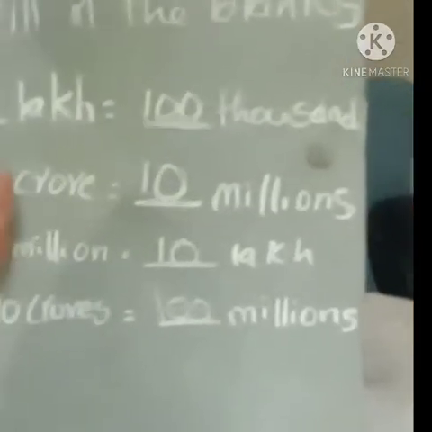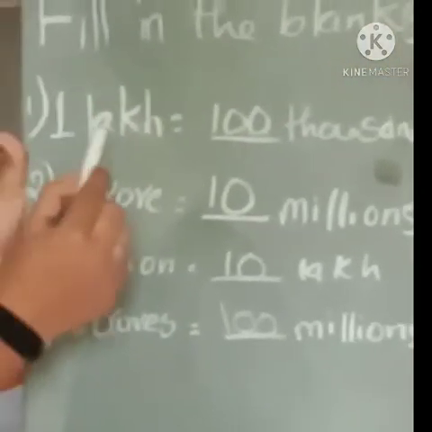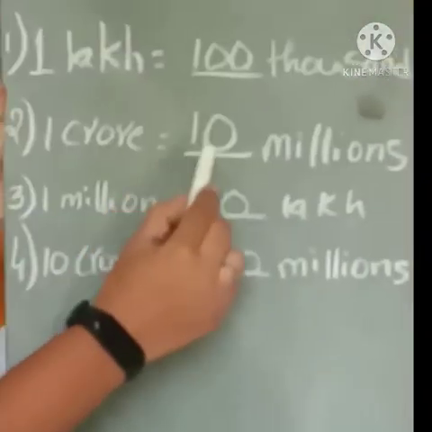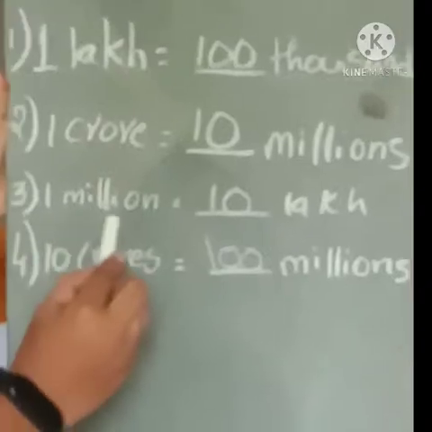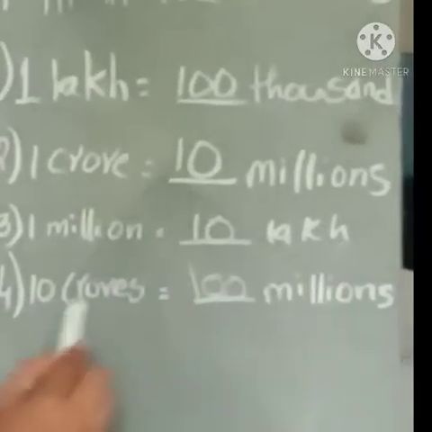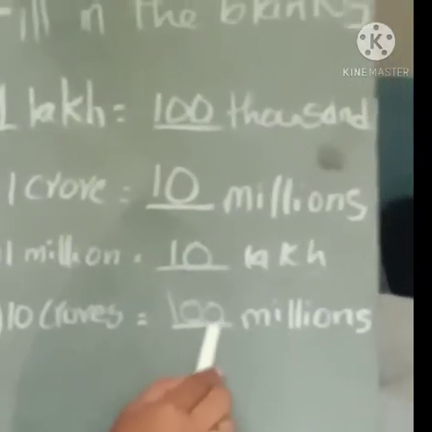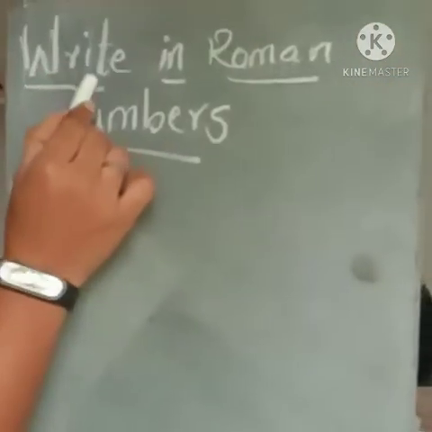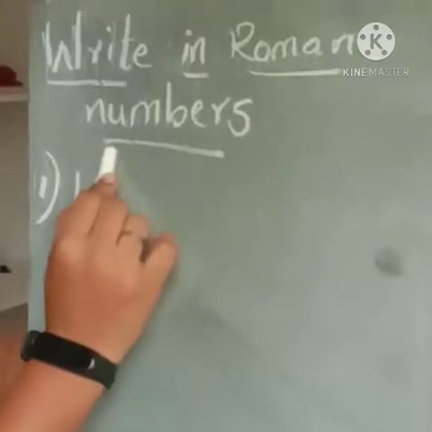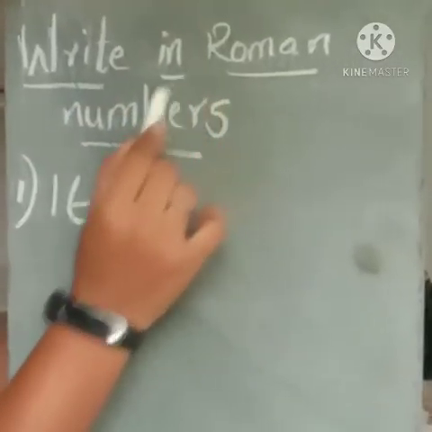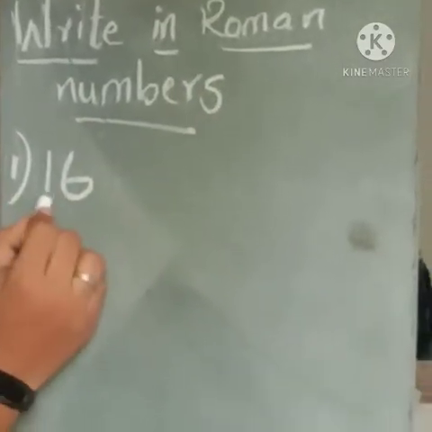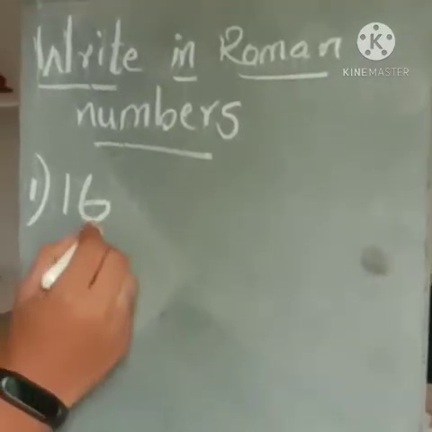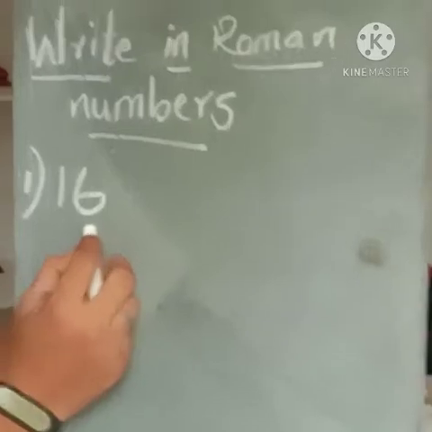Again see children, I am repeating from the first. 1 lakh is equal to 100,000. 1 crore is equal to 10 millions. 1 million is equal to 10 lakhs. And 10 crores is equal to 100 millions. Okay, are you following children? Next is writing Roman numbers. See here the first one. What is this number? Yes, very good. 16. Is it possible to write 16 in Roman numbers directly?